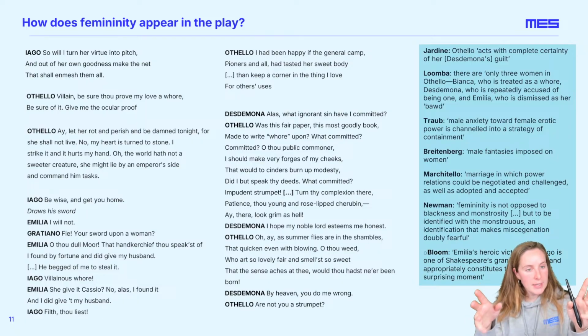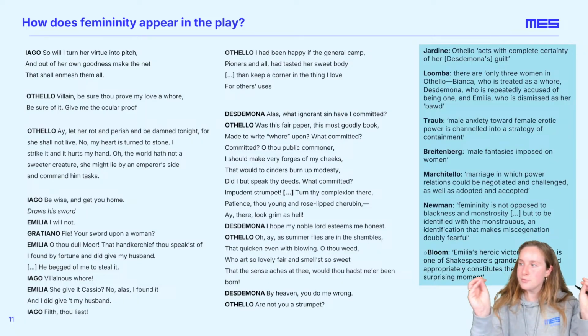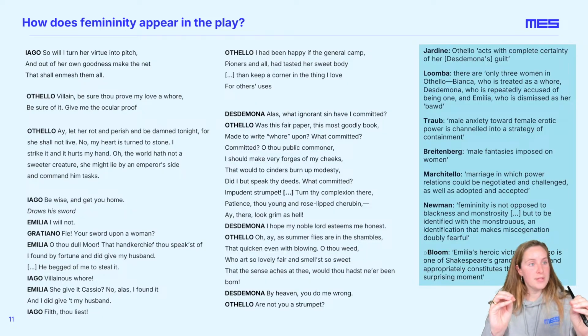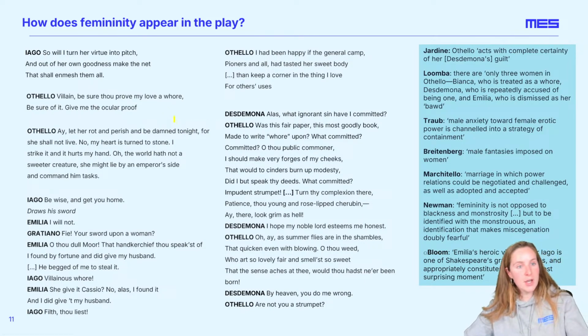How does femininity appear as well? This idea of the destruction here of this idolization and idealization. This is the whore of the Madonna-whore dichotomy here. So Iago says, "So will I turn her virtue to pitch," pitch being black tar. So again, highlighting this dynamic between the two. Virtue is white, pitch is black. "And out of her own goodness, make the net that shall enmesh them all." So saying, I will manipulate her goodness to catch and ensnare all of them and destroy all of them.